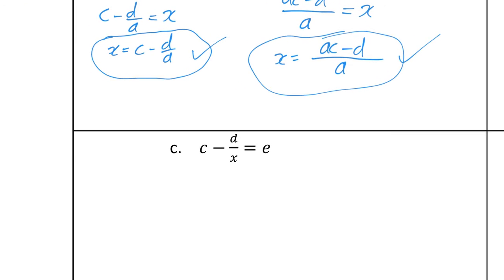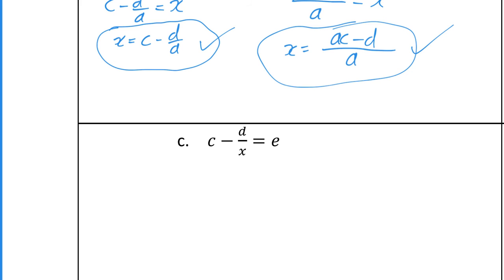Okay, again, there's a couple of methods to this one. The first method, I would bring this c across first, so I'm going to have minus d over x is equal to e minus c. And then I would multiply across by my x. Basically, if the thing that you're trying to make the subject is on the bottom line, that's a problem. So you've got to get that off the bottom line.